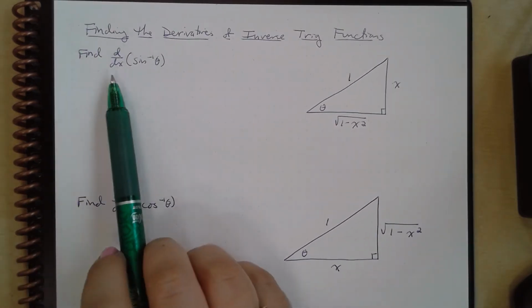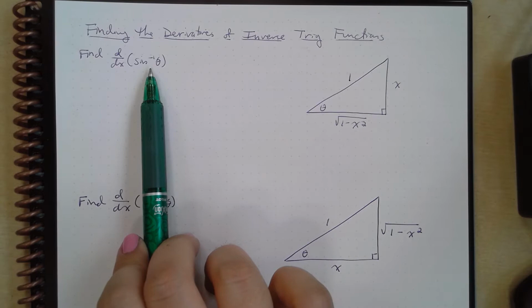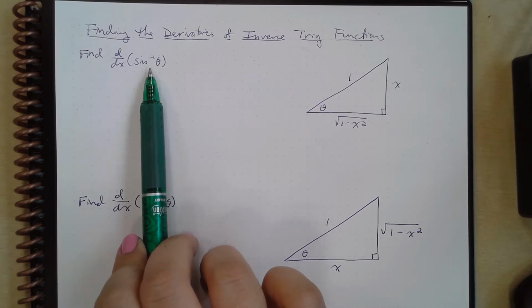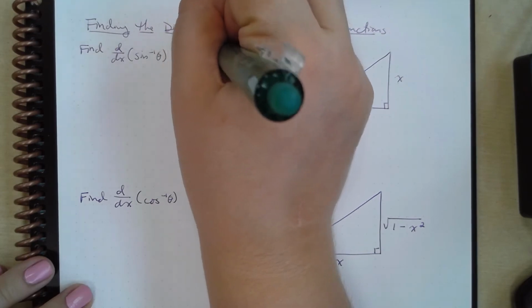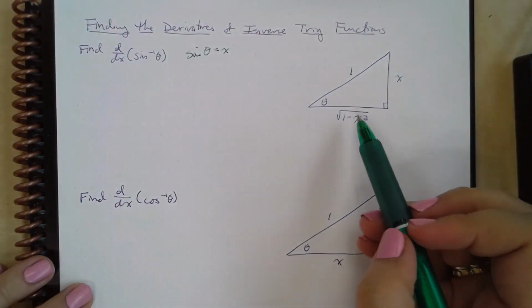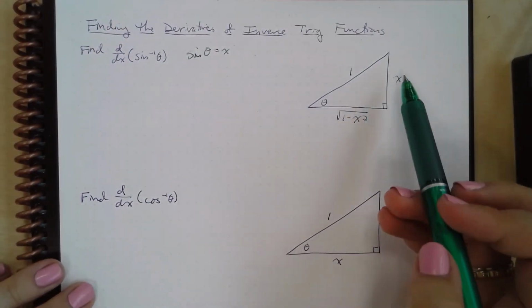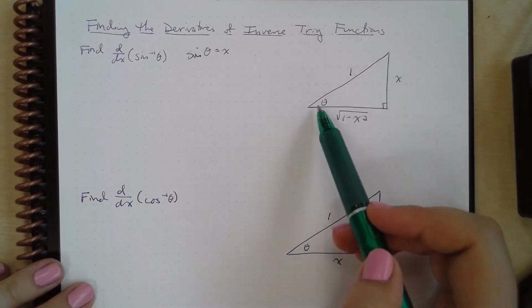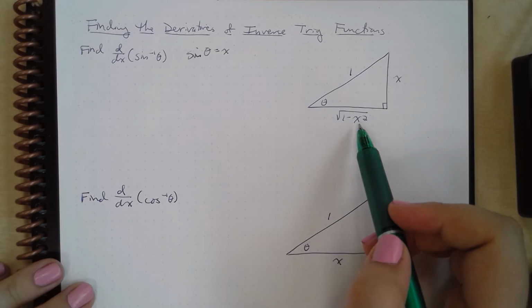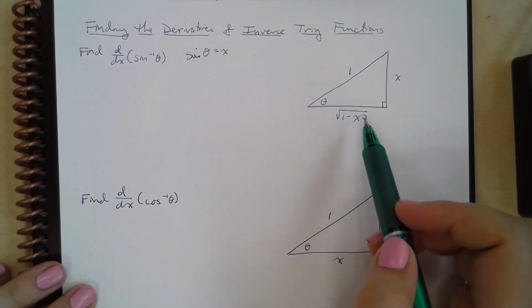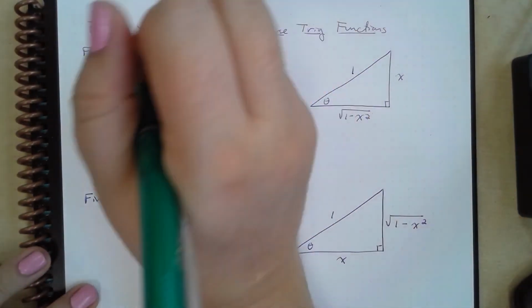So let's say we want to find the derivative of sine inverse of x. And sine of theta is equal to x, right? So here we've got our right triangle set up. If sine is x, it's going to be x over 1. So then our remaining side is the square root of 1 minus x squared. So sine of theta is equal to x.